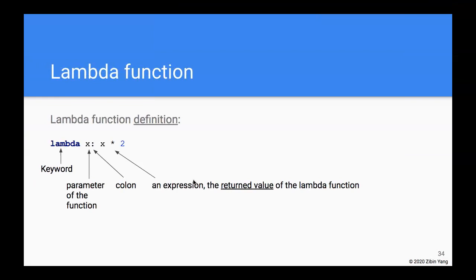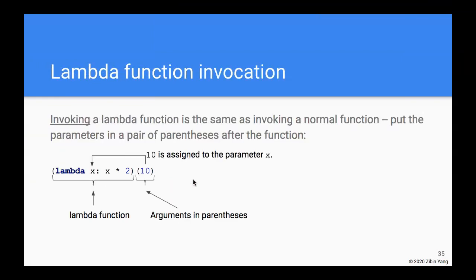Now, if you need a little more explanation on how this works, what happens in this case is that we called the lambda function by, again, following it with a pair of parentheses and putting the argument in it. And in this case, the number 10 is assigned to the parameter x, right? It's an argument to this function with one parameter x, and then x is going to be multiplied by 2, and that results in 20.